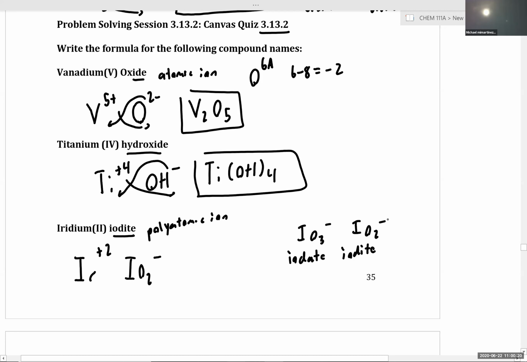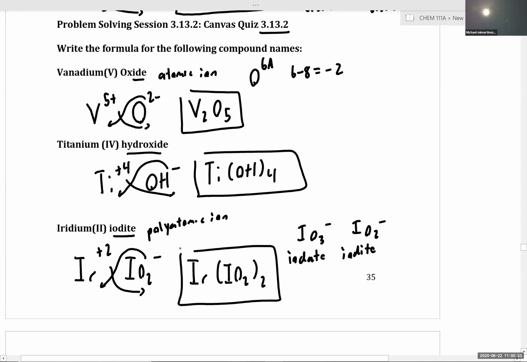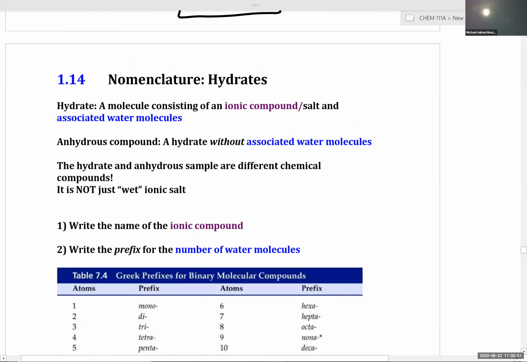Now that we have our formulas and the charges, we cross our charges into the subscripts, and that in turn gives us iridium IO2, 2. So this is iridium 2 iodide. Does this example make sense to everyone? Any questions on this example? If not, let's continue on with a few more problems.